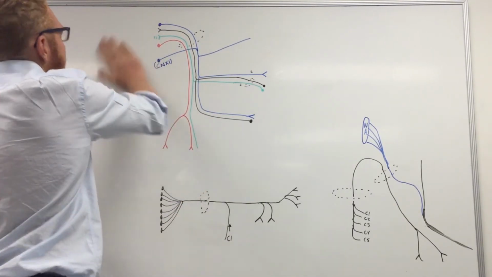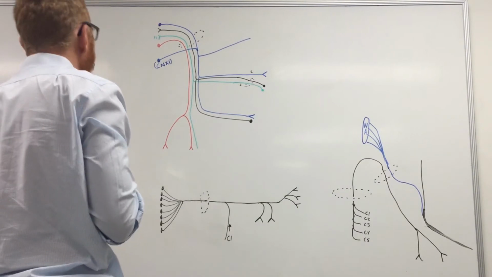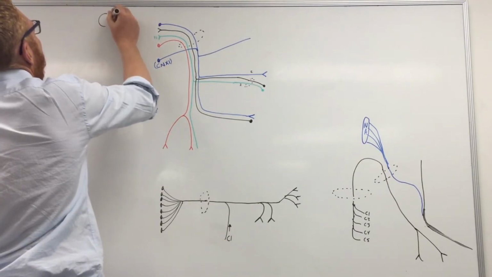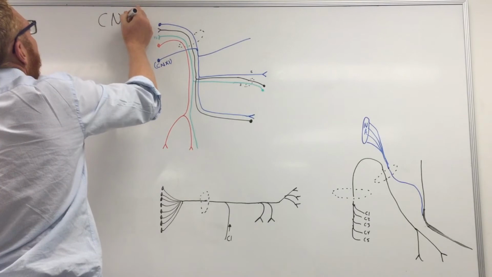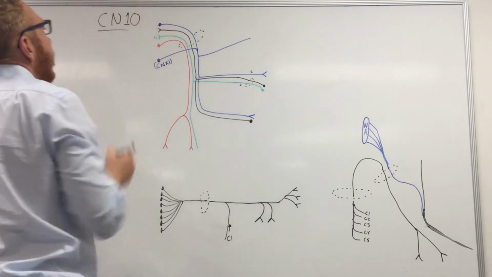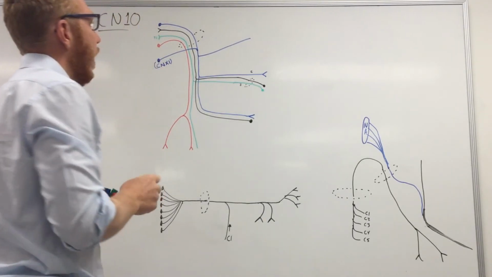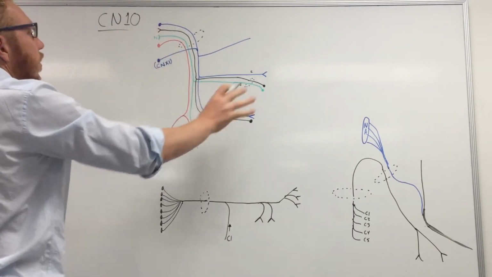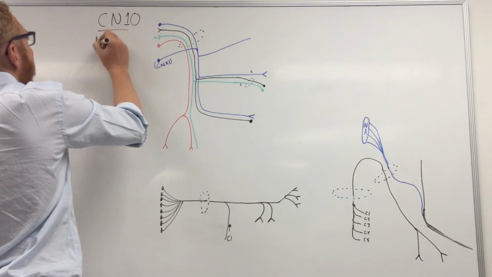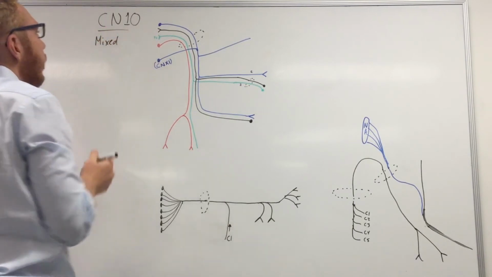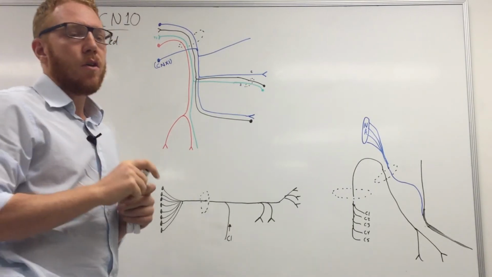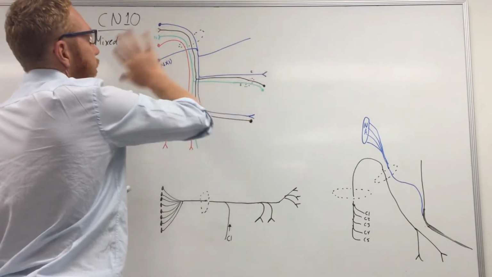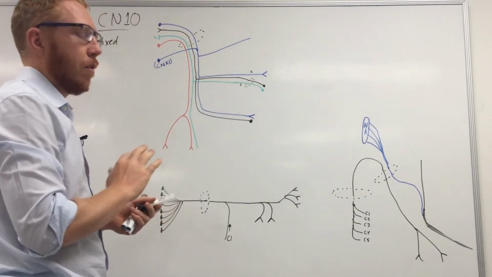Here we've got number 10, so this is cranial nerve 10, which you all know is the vagus. Now the vagus, as you can tell by the colours, is going to be mixed because it's got a whole lot of sensory and motor. So it is a mixed nerve, and depending on how you look at it, whether it's sensory or motor will determine where it's coming from or going.